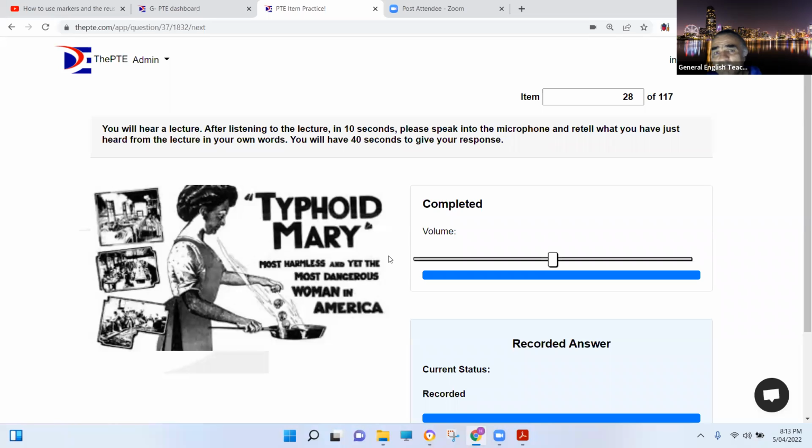Once the doctors came to know that she was the source of typhoid, they put her in a prison, and no one could meet her, and she died in that sort of prison hospital. But this is the first and most important and most famous case of a pathogen carrier without showing any signs and symptoms of the pathogen she was carrying.